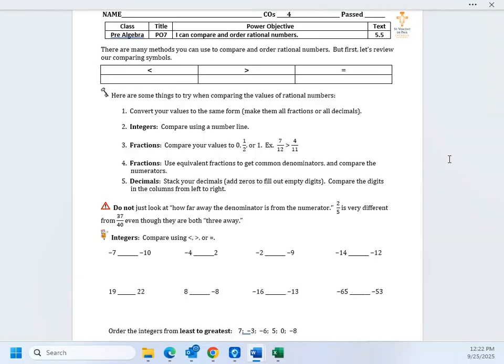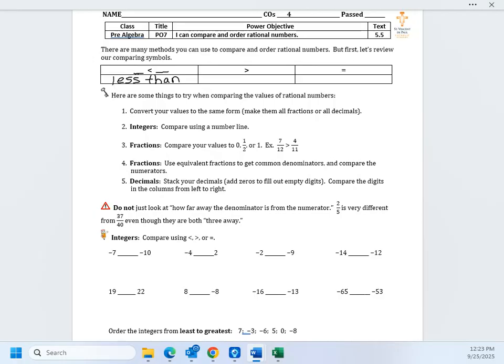What is the symbol called? The first one, Henry. Is it less than? It is less than. When we read our math, it's like reading our books. We go from left to right. So my first number is less than my second number.